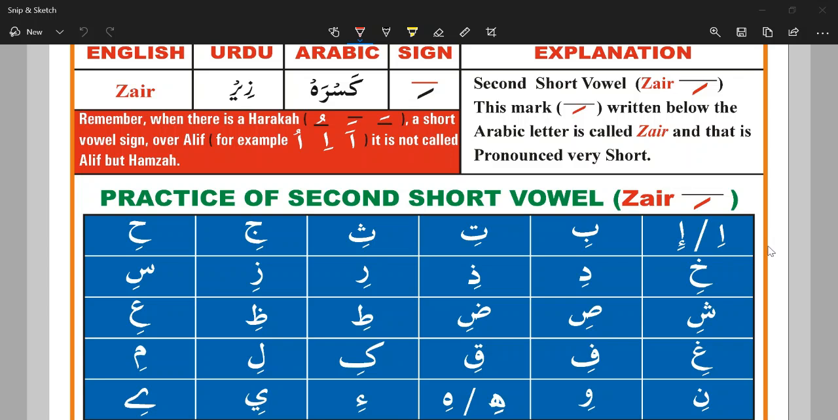In our previous lesson, we learned about Zabar, the first short vowel, which gives the sound of ah. I know that you learned that, mashallah. You did very well. Today we move to the second short vowel, that is Zair. And I promise you, once you learn this one, you will start reading Arabic words so much faster. Okay, so now let's start.